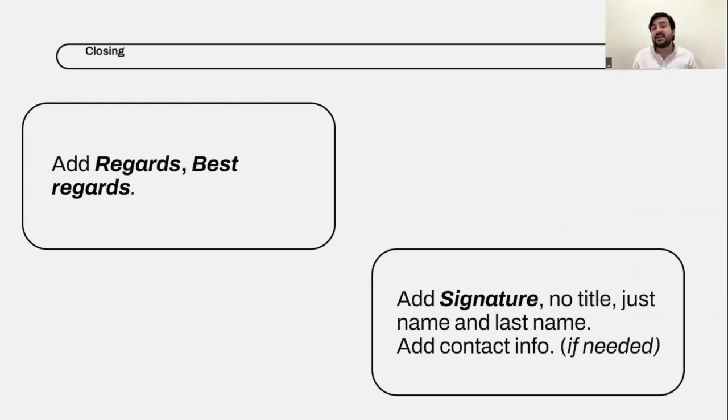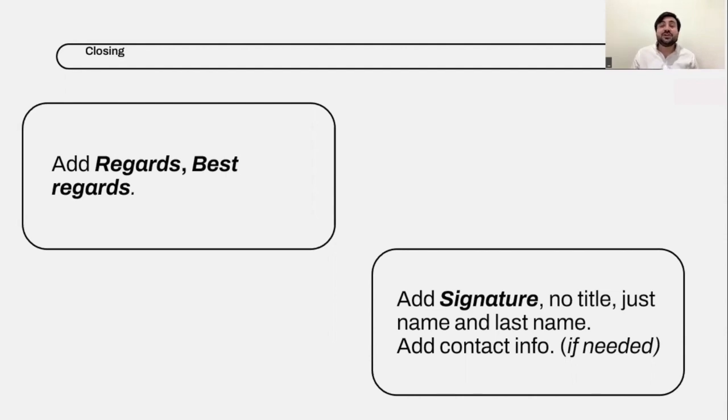After you have written this, you can add a signature that includes your name and your last name. You can include, if necessary, contact information, telephone numbers, other email addresses. Remember, the email address you own is already in the front part of your email. Do not add it in this part.